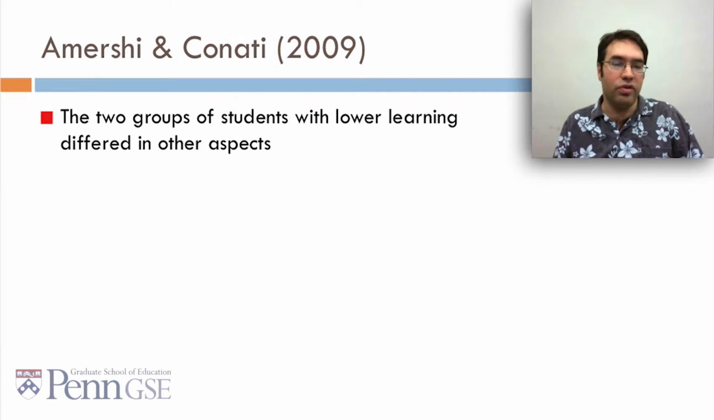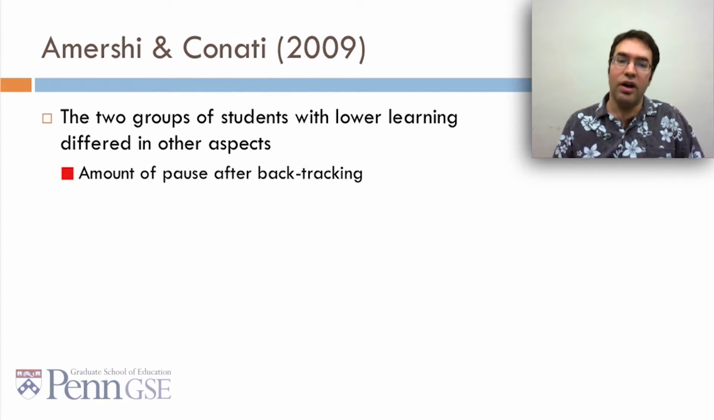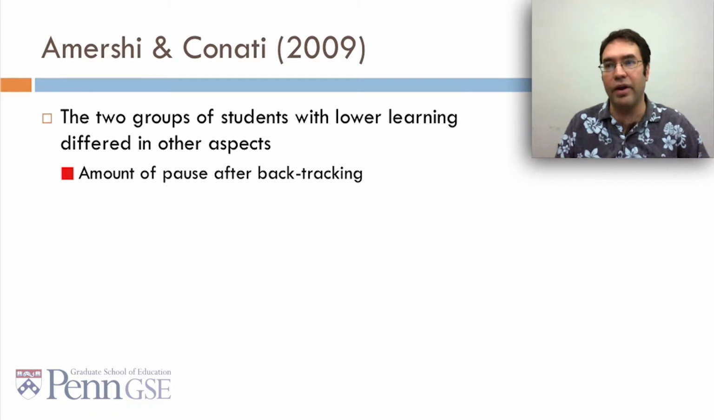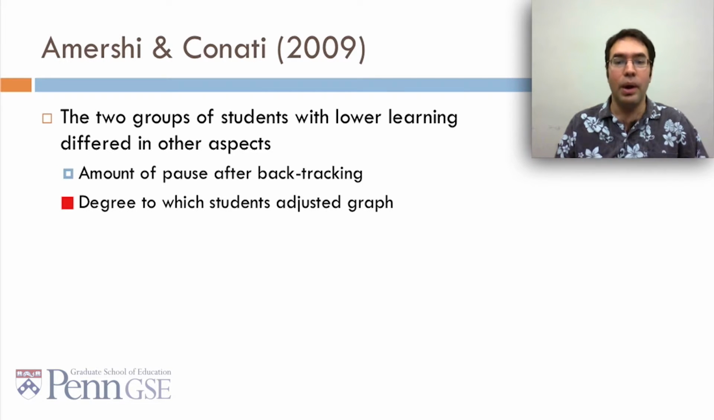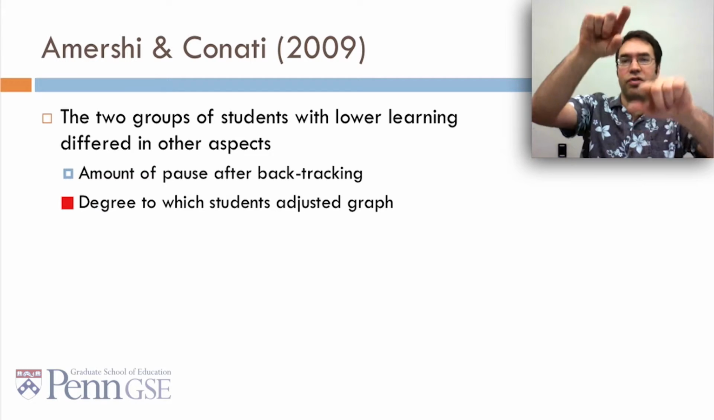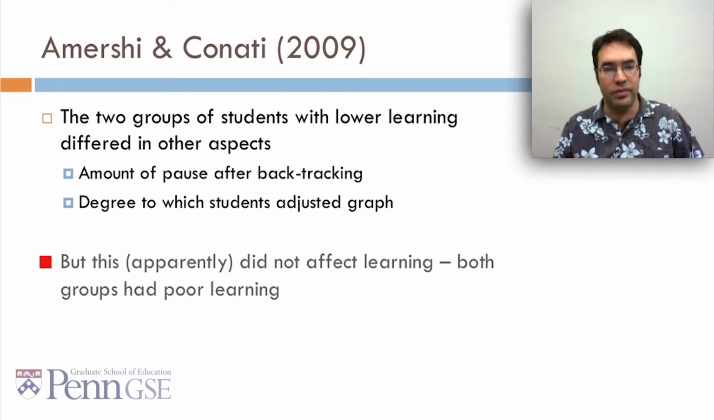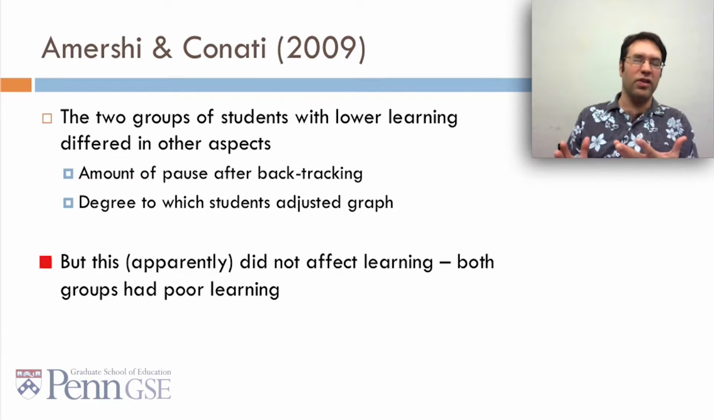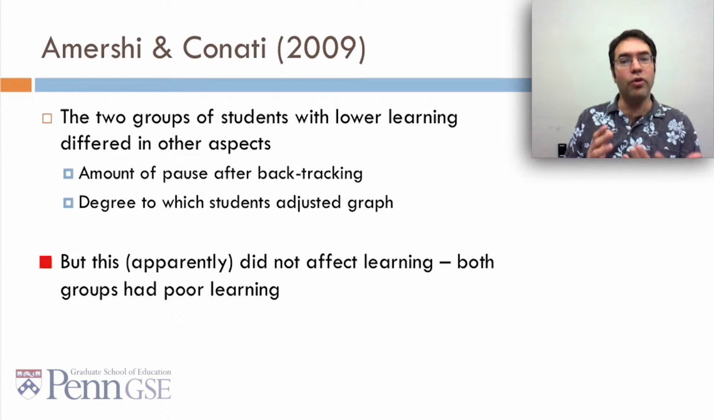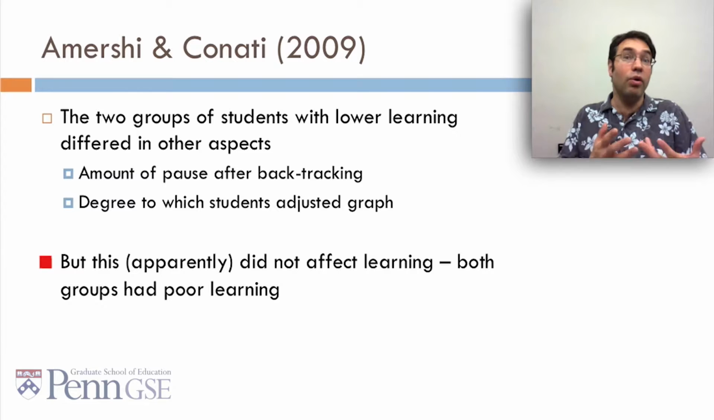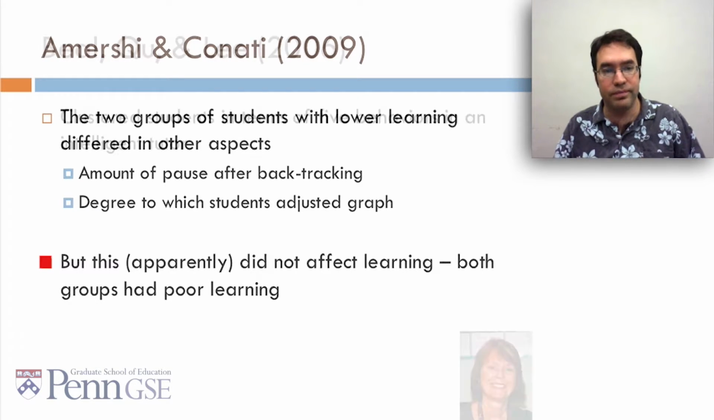But the 2 groups of students with lower learning differed in other aspects. First of all, the amount of pausing after backtracking. One group paused more when they backtracked through the algorithm than others, and the degree to which the students adjusted the visual graph in the system. Interestingly, despite these differences, it didn't affect learning. Both groups had relatively poor learning. What really differentiated the poor learners from the better learners was, did they pause to self-explain?